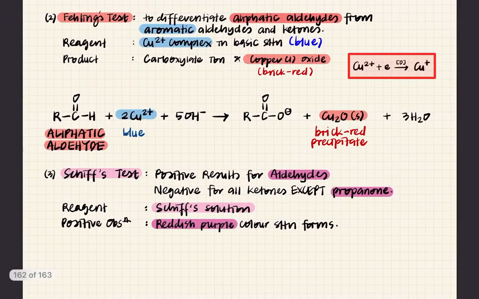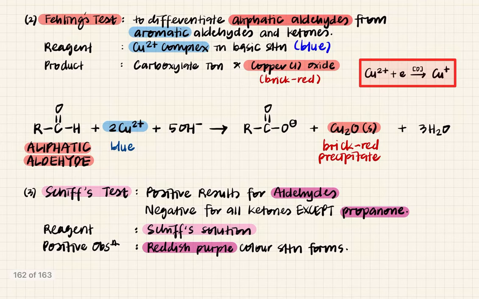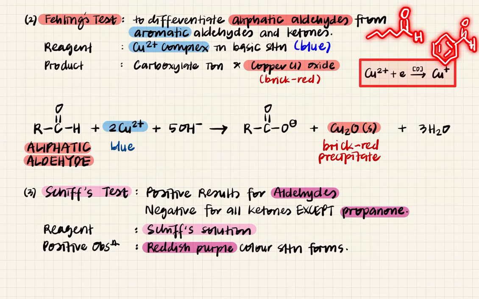The second identification test for carbonyl compounds is Fehling's test. Fehling's test is to differentiate aliphatic aldehydes, meaning straight chain aldehydes, from aromatic aldehydes, where there is an aromatic ring attached, like this. This is an aromatic aldehyde. And from ketones too. Only the aliphatic aldehyde will show the positive test.